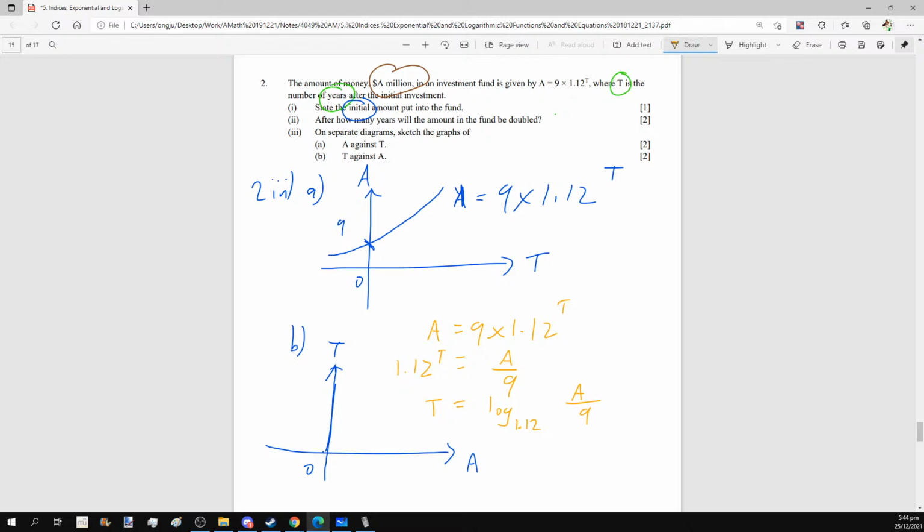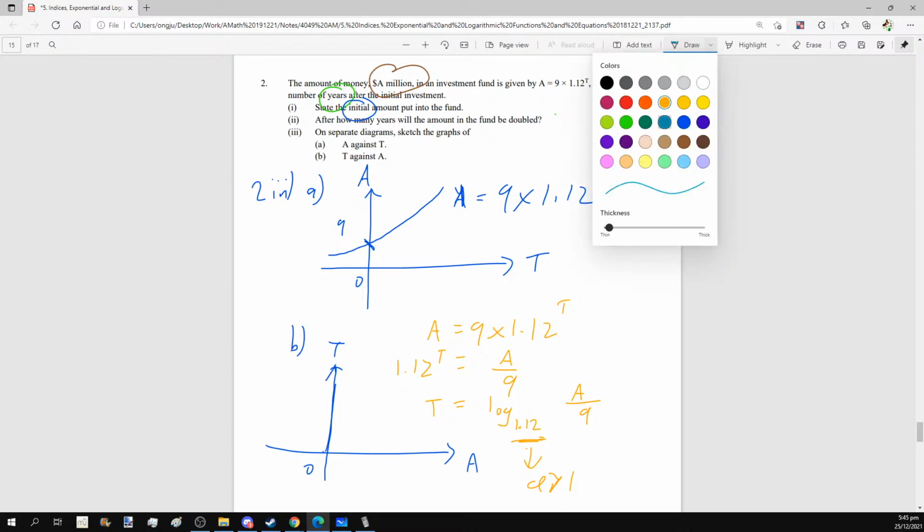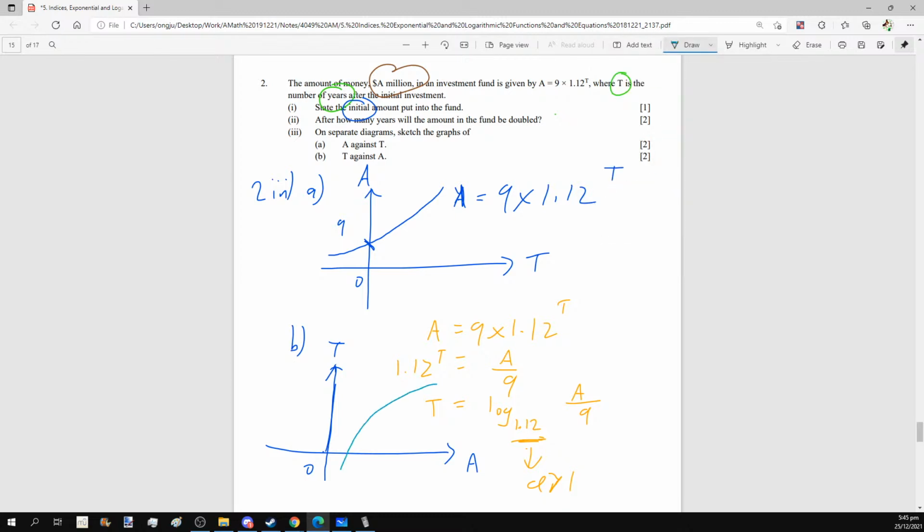And you might be thinking to yourself at this point, wow, this looks weird. Why is the base 1.12? What do I do? But don't worry. The base here, 1.12, is greater than 1. So you don't have to worry about any extra flipping. As far as you need to know, this is the same logarithm graph as always. Like this. Afterwards, don't forget to label the intercept. It will conveniently be 9.